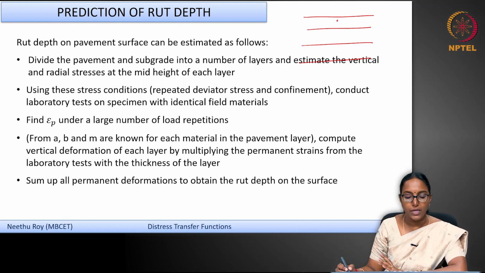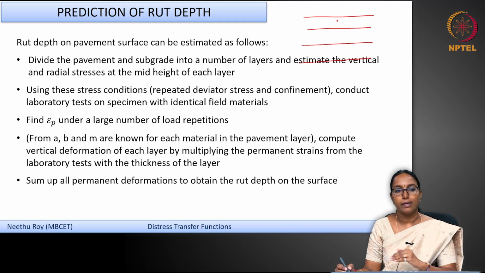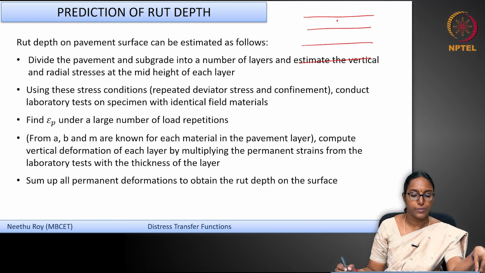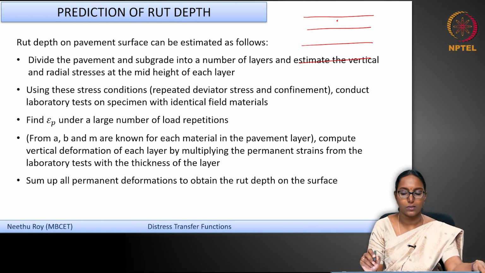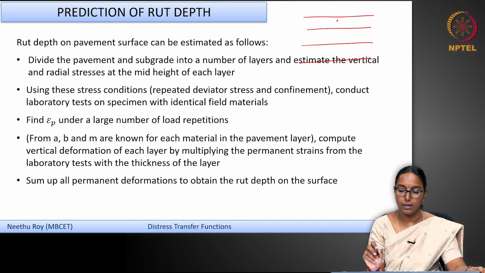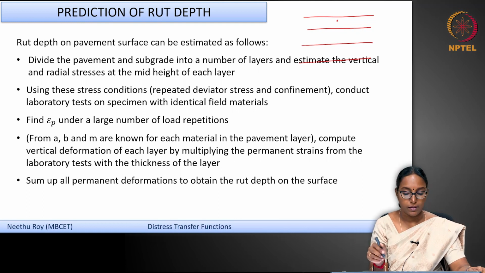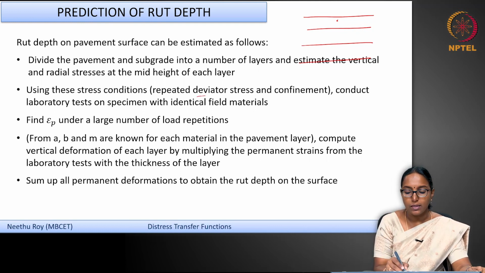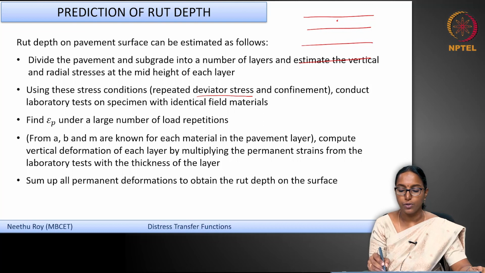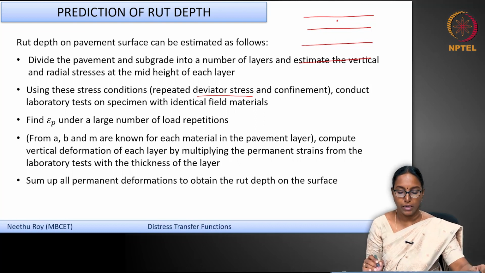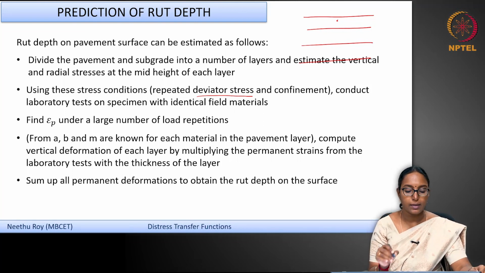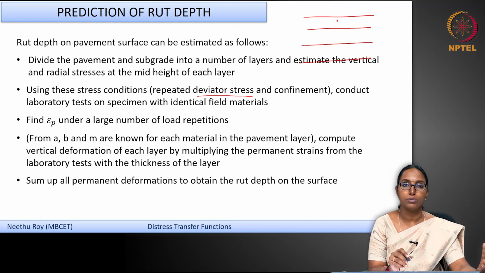Now, for convenience, you consider the mid layer of each of these layers and see what the radial stresses as well as the vertical stresses are at the mid layer of the pavement structure. Then you use those stress conditions, the normal stresses and the radial stresses, as the deviatoric stress and the confinement pressure on the material specimens, and conduct laboratory investigations with the material that you are going to use in the field.